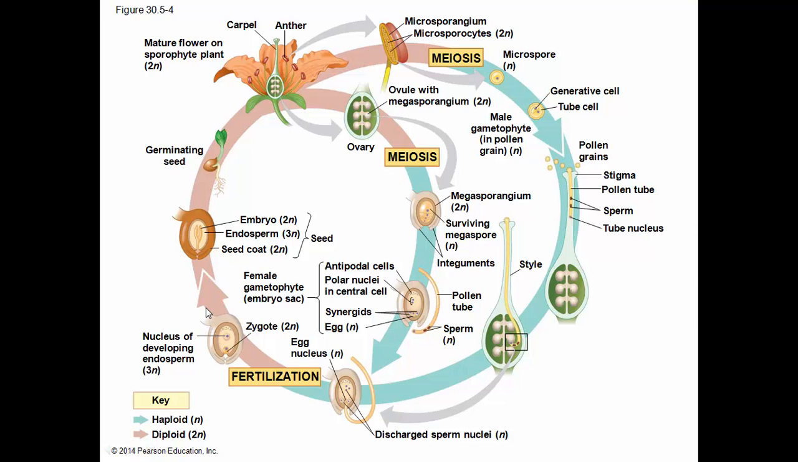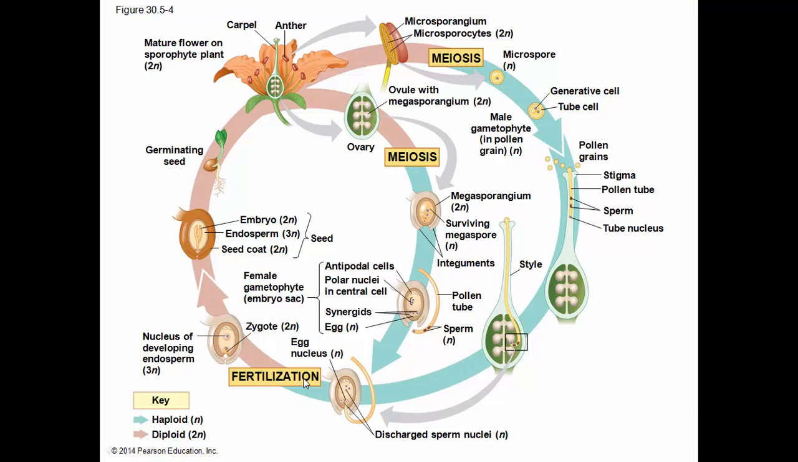Okay, the zygote develops into an embryo that is packaged along with food into the seed. The fruit tissues surrounding the seed are not shown. When a seed germinates, the embryo develops into a mature sporophyte. So this is the mature sporophyte that comes out of the seed. So this is the diploid structure. The diploid structure then gives rise to another flower, and the flower gives rise to eggs and pollen, megasporangia and microsporangia, and the cycle continues again.